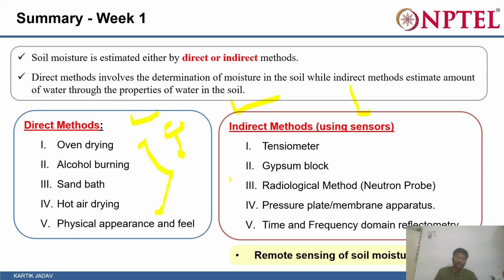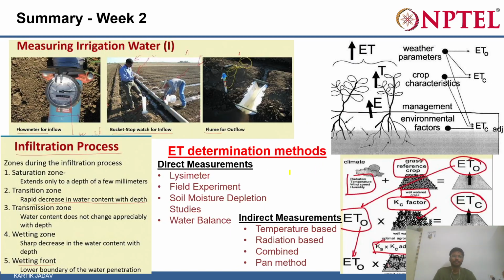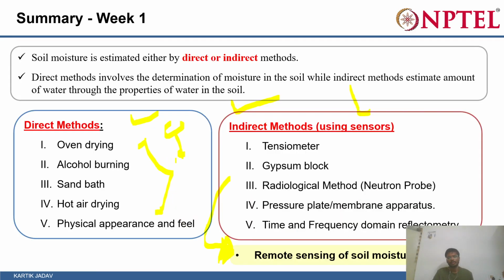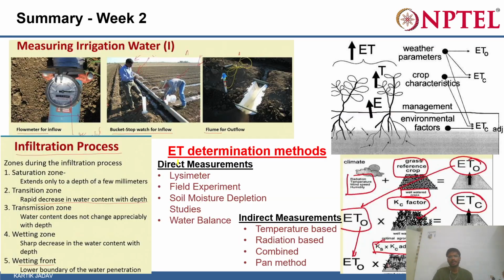Then nowadays there is also growing interest in remote sensing of soil moisture, so we have quickly looked over that also. And then after soil moisture, the second part is understanding other hydrological factors that impact the water availability of the plant. So let me provide a quick overview.